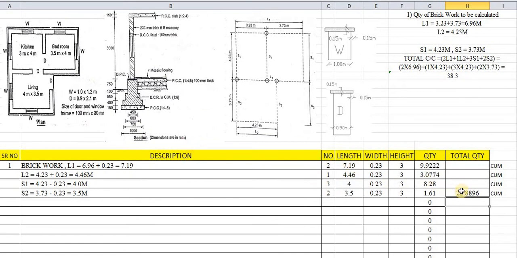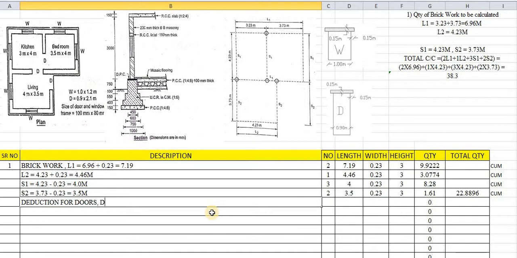So this we have calculated without deductions. Now most important is deductions. First we will find out the deductions for doors.